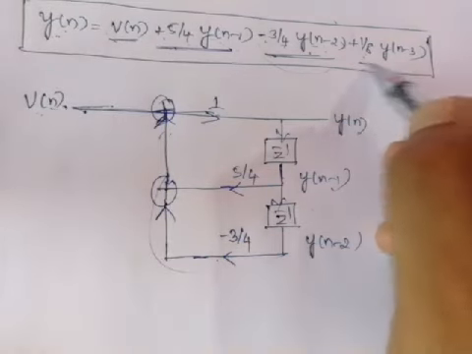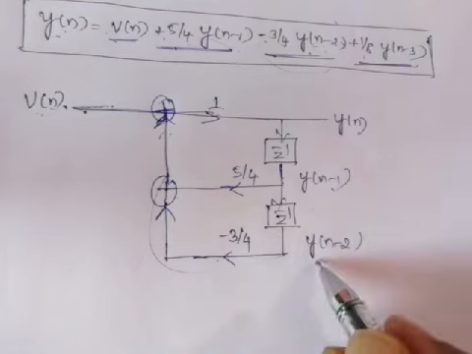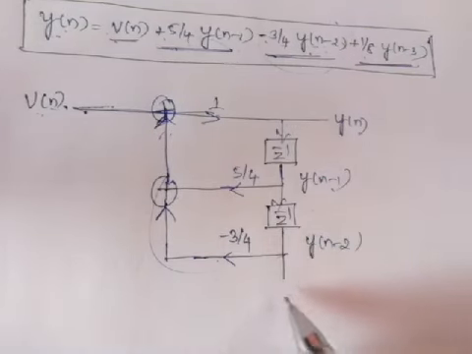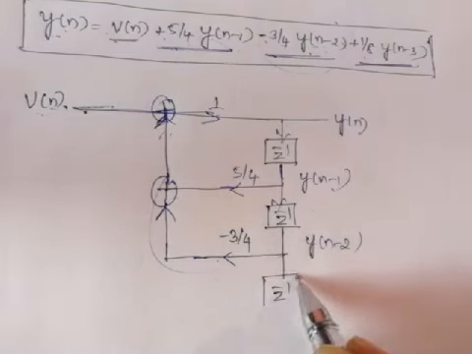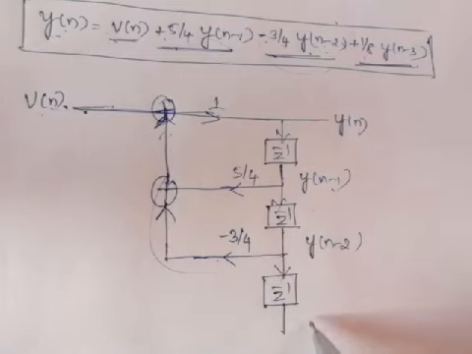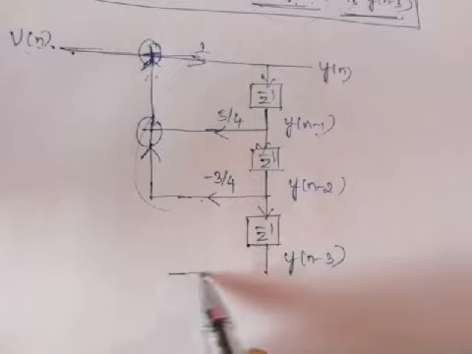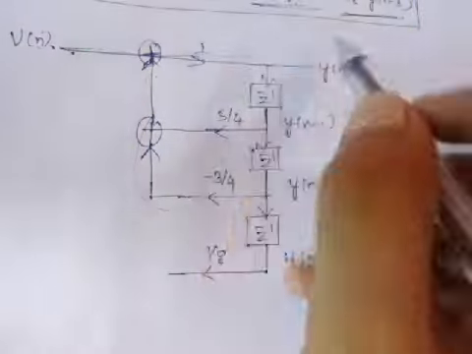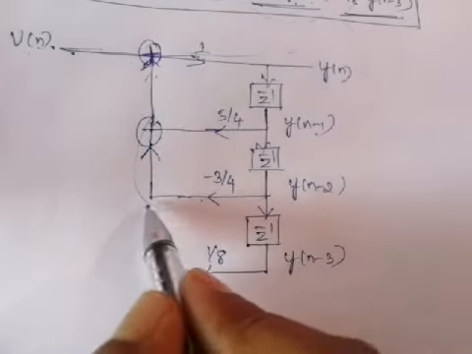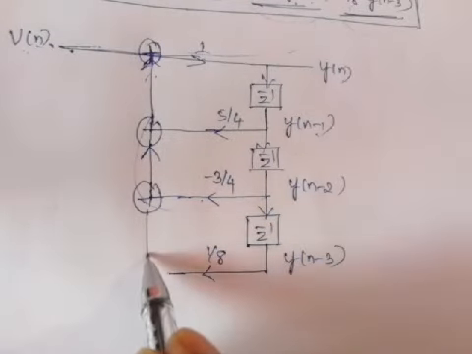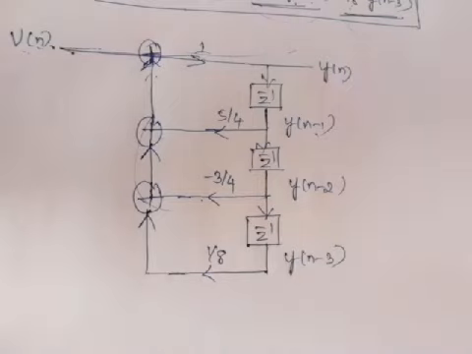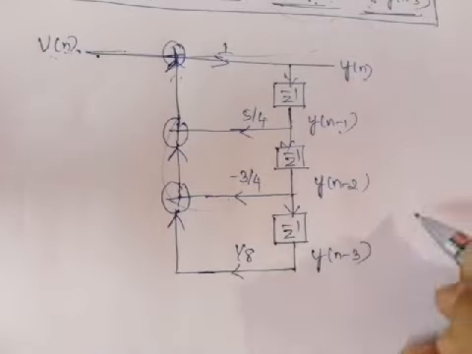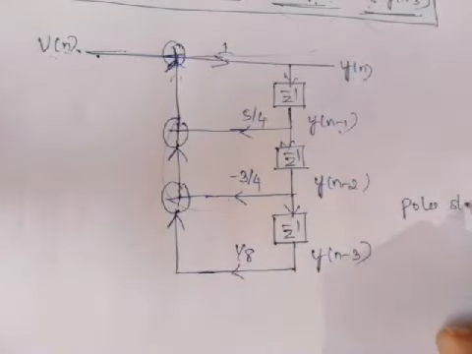Next, go for the fourth term. y of n is delayed thrice. Twice delay is there, and perform one more time delay. That will give y of n minus 3. The coefficient term is what? 1 by 8, and this operation is added to the previous operation. So add to the previous operation. This is the pole system.